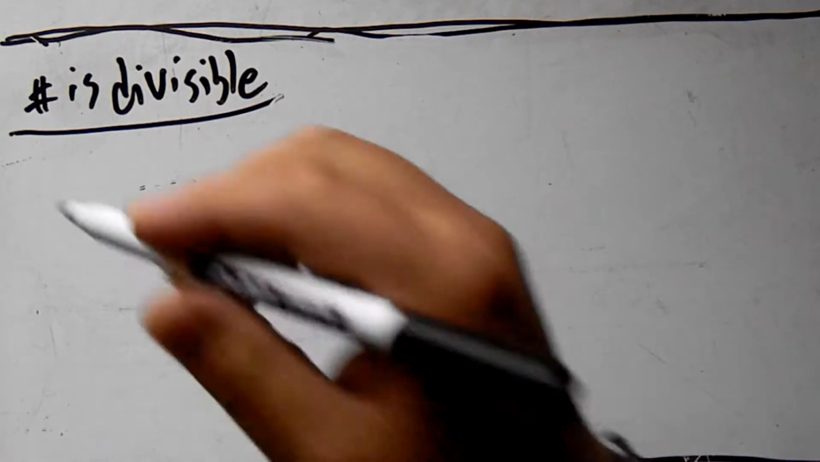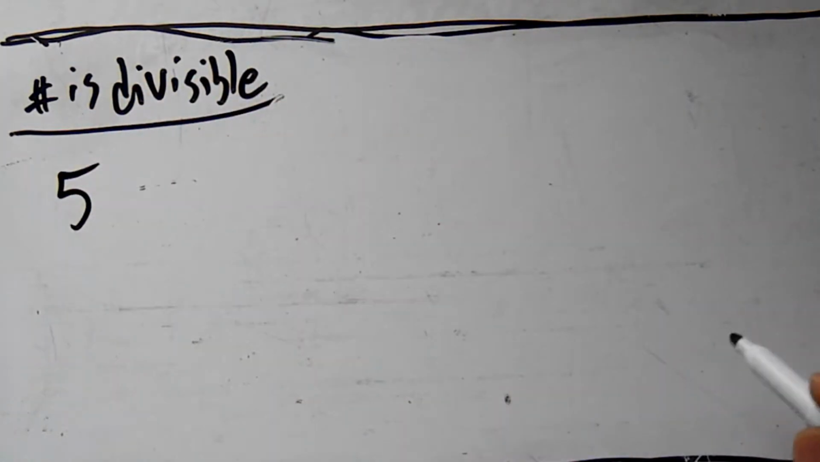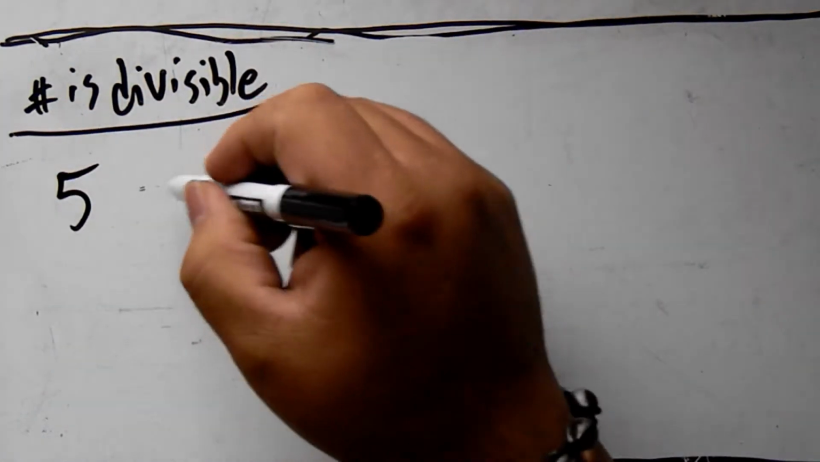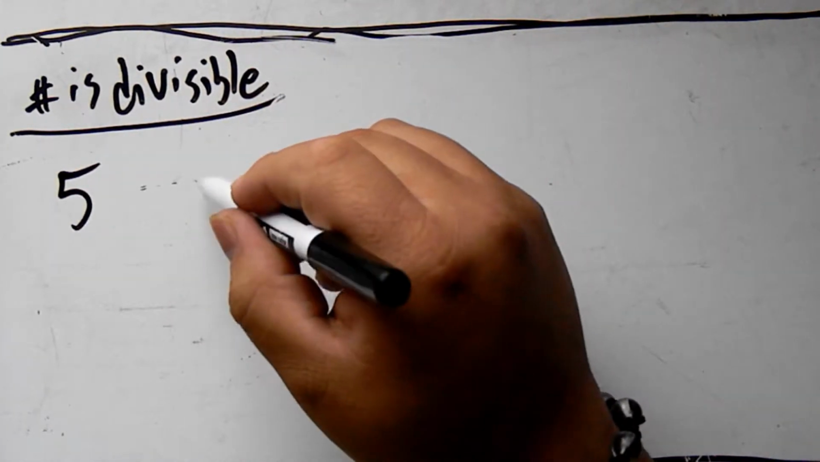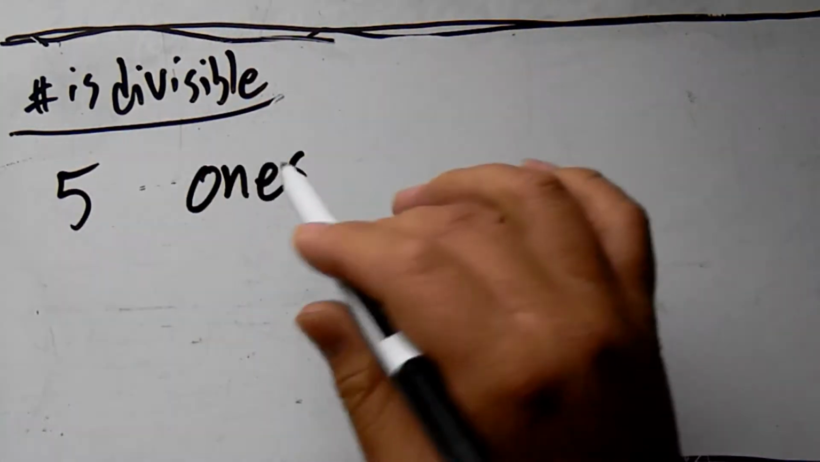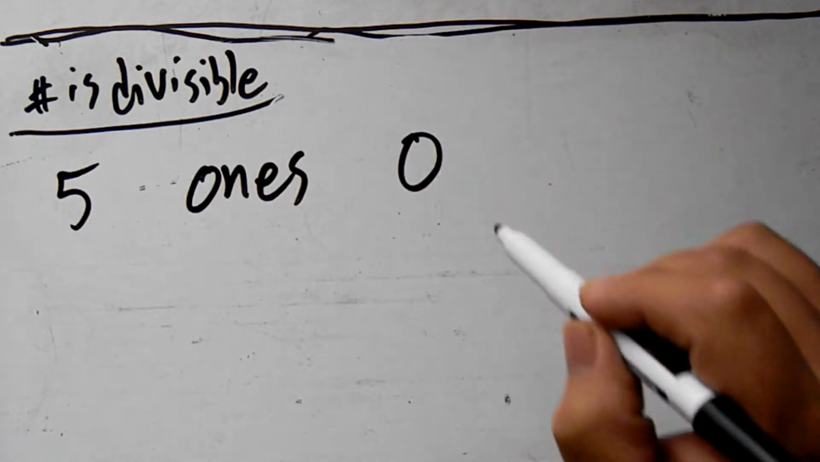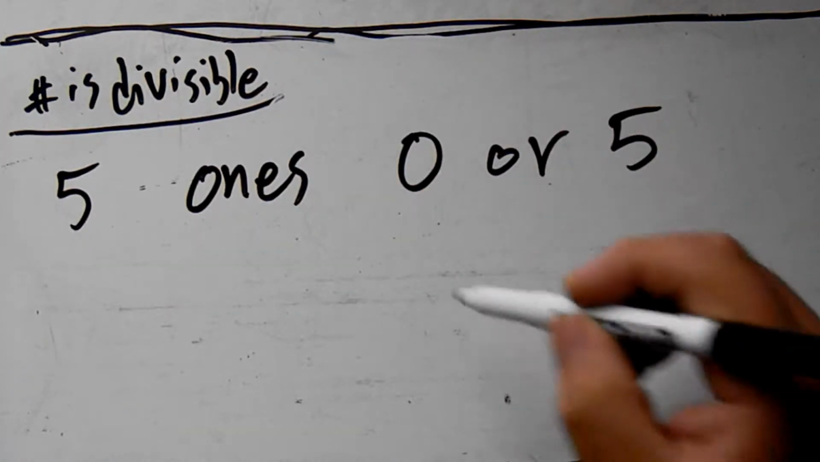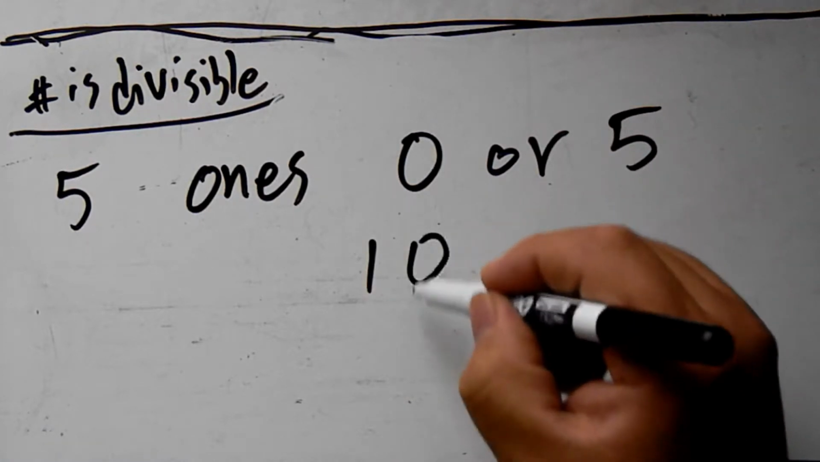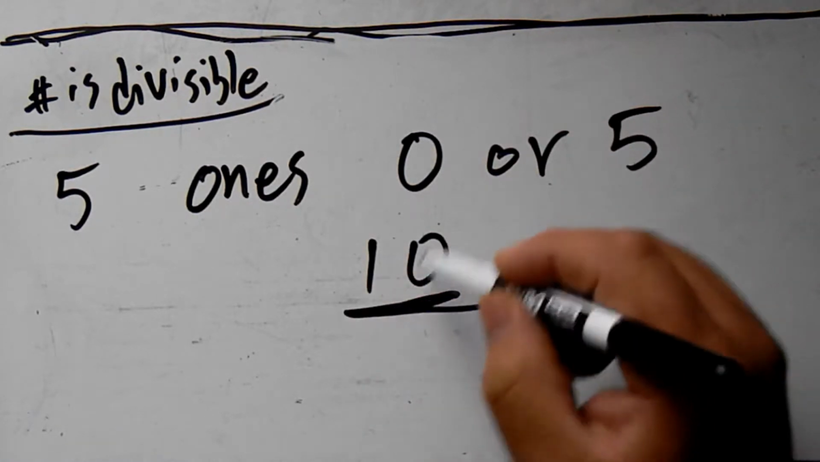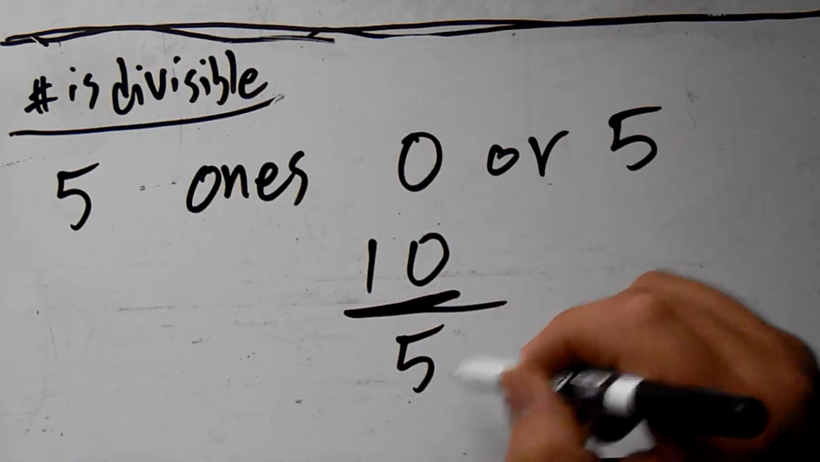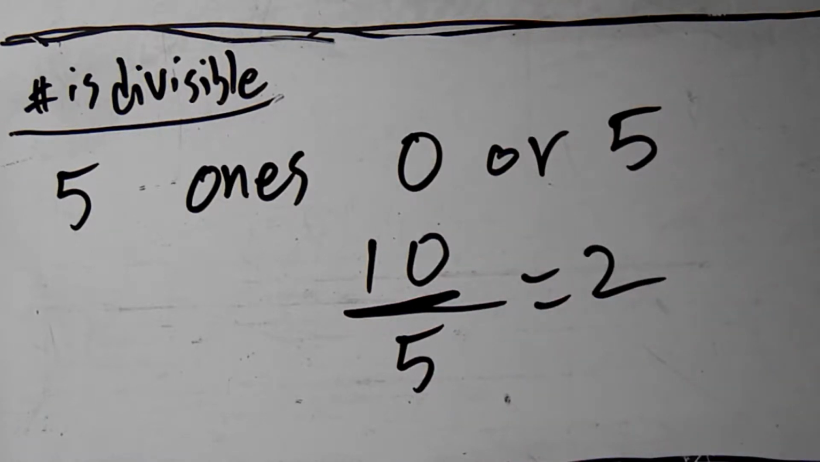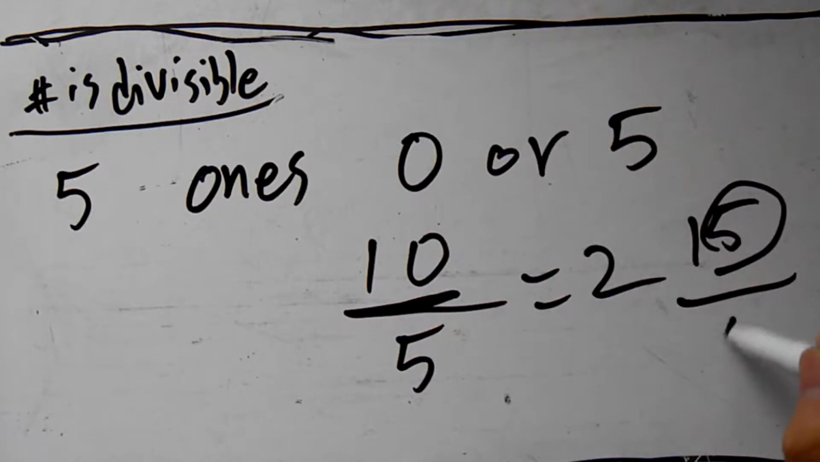So now let's look at 5. A number is divisible by 5 if the ones digit is either a 0 or a 5. So let's look at something simple. We know that 10 is divisible by 5 because it equals 2. And let's say 15. 15 once again is divisible by 5 because it equals 3.